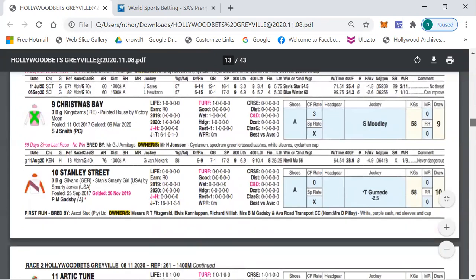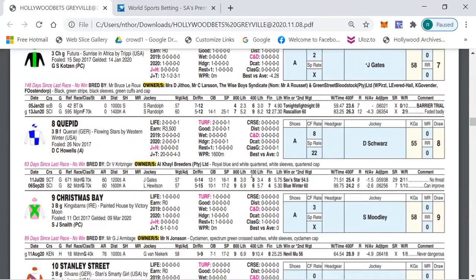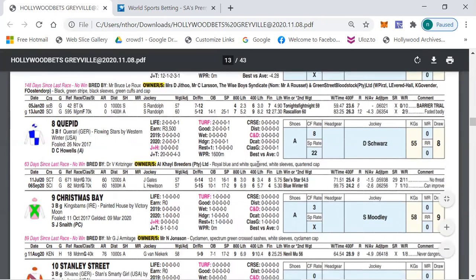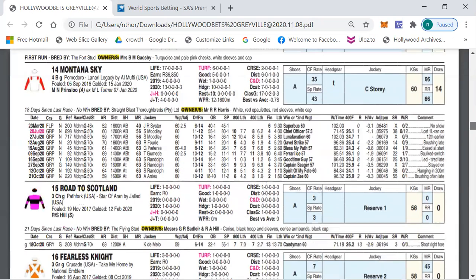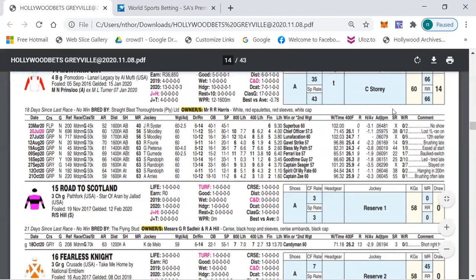Outside selection is number 8, Cupid. Cupid has had 2 runs, and I think he has improved a little bit. Last time out went over the 1600 meters, but I think now back over the 1400 meters will suit. Can also be involved in the finish. And then here we have number 14, Montana Sky. This horse has been running on the poly, ran two places on the poly, but also drawn 14, but I do think definitely inclusion in all your bets.